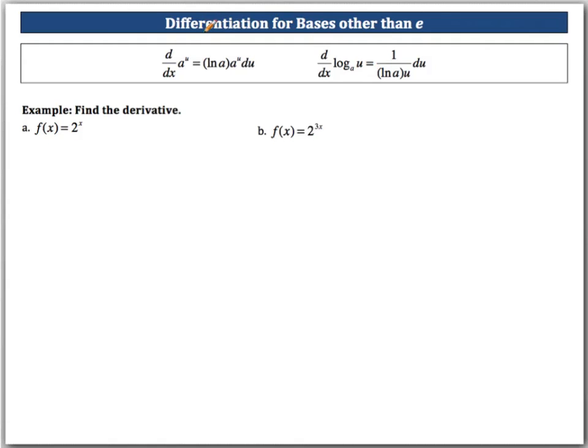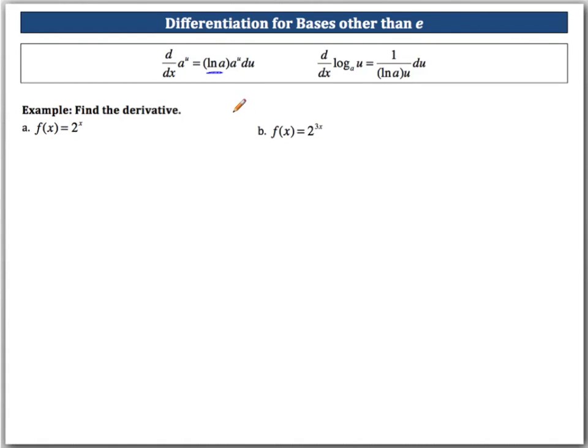Next, we're going to talk about differentiation for bases other than e. Okay, so here we have the derivative with respect to x of a to the u power. So instead of e, this is a different base, it's a. And it's going to be the natural log of a times a to the u du. Okay, so the only difference now is that we multiply by the natural log of a.